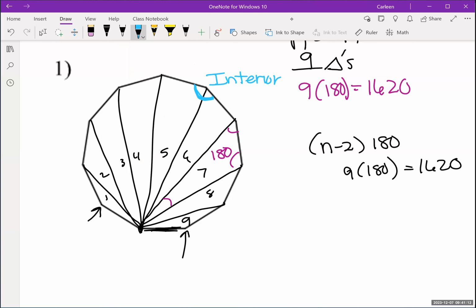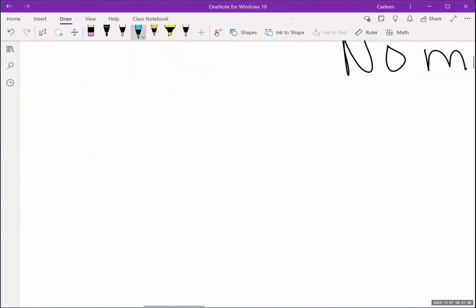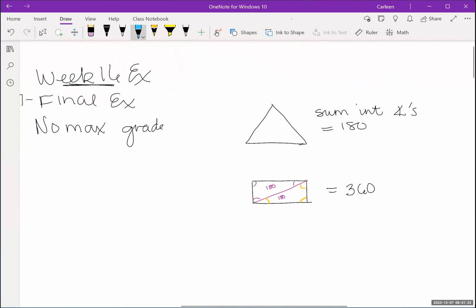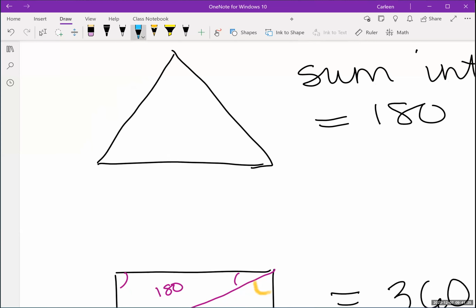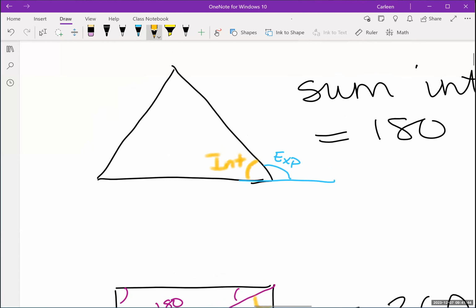Then what is an exterior angle? Okay, so we're going to zoom over here. The exterior angle is supplementary to the interior angle. You take one of the sides and you draw a line. So they are supplementary. Now let's say this is an equilateral triangle.